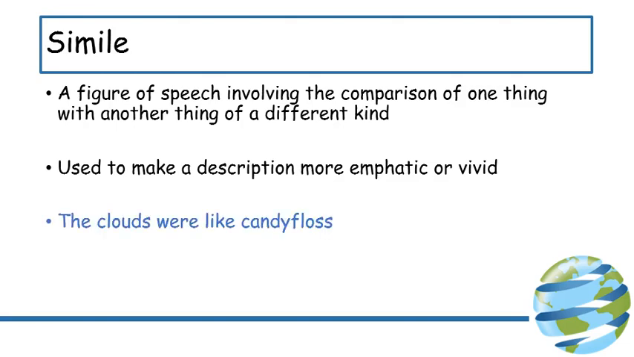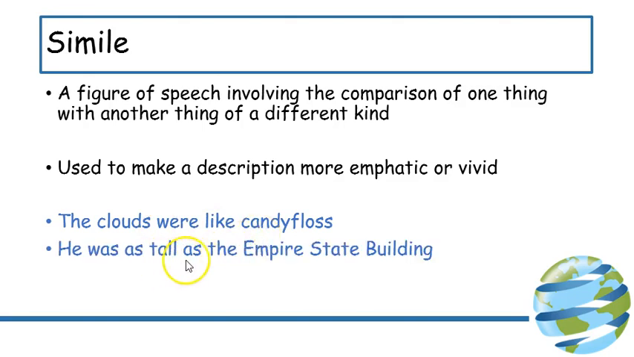Here's one example. The clouds were like candy floss. You can see in this example we're using the word like to try and compare clouds to something of a different kind, candy floss. Here's another example. He was as tall as the Empire State Building. Here we are comparing he to the Empire State Building by using the word as to compare.